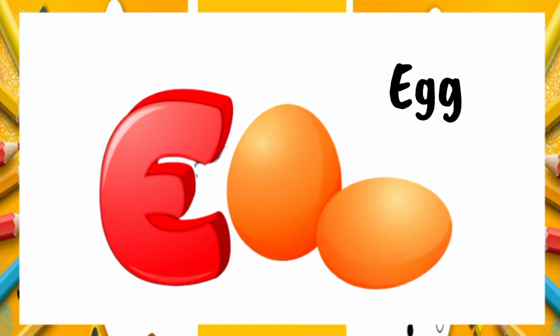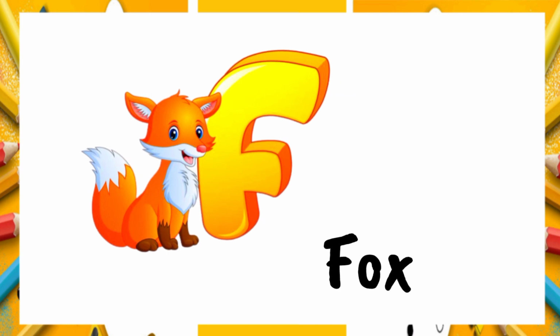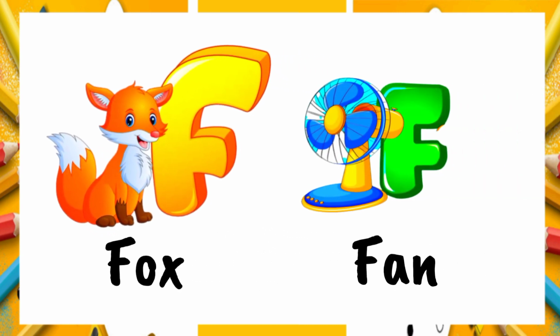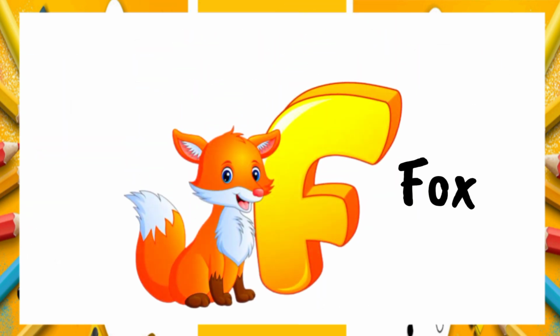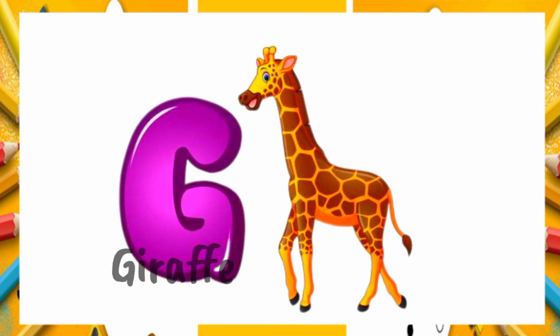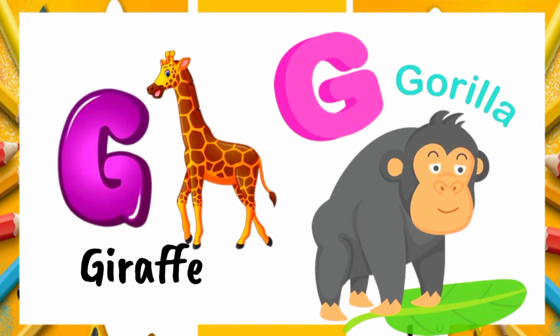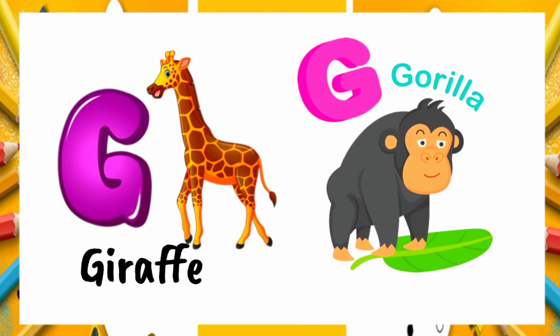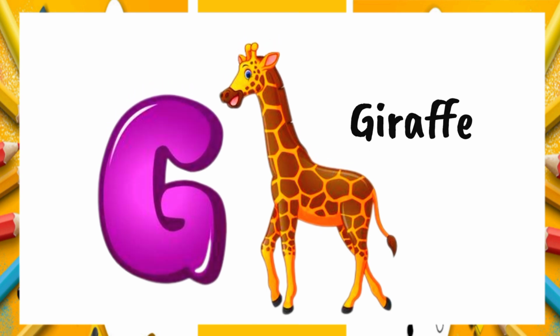a a elephant, a a egg. F is for fox, F is for fox, F is for fan, F is for fan, fa fa fox, fa fa fan. G is for giraffe, G is for giraffe, G is for gorilla, G is for gorilla, ga ga giraffe, ga ga gorilla.